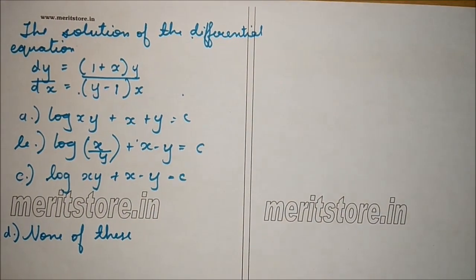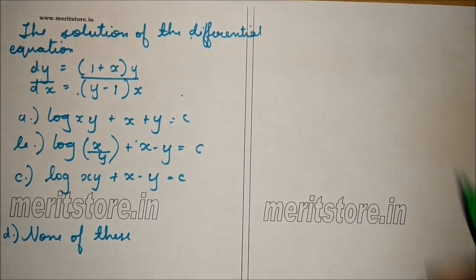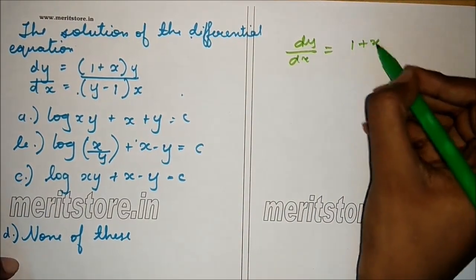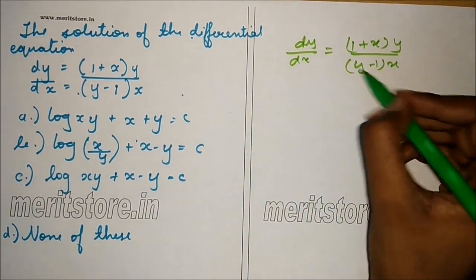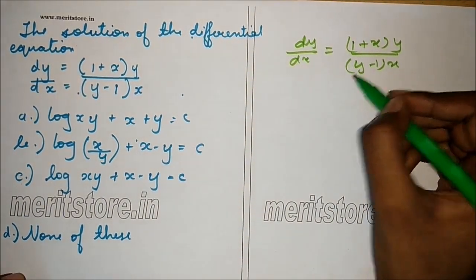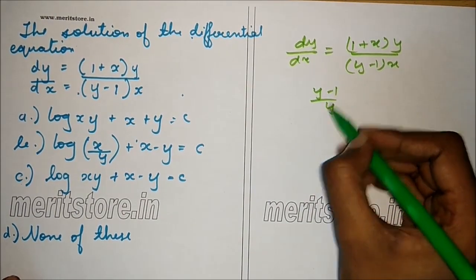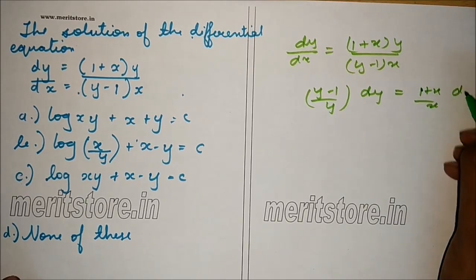Solution of the differential equation dy/dx = (1 + x)y/(y - 1)x. Given is dy/dx = (1 + x)y / (y - 1)x. The first step is to separate the y and x terms. Bringing y terms on the LHS, we get (y - 1)/y dy = (1 + x)/x dx.